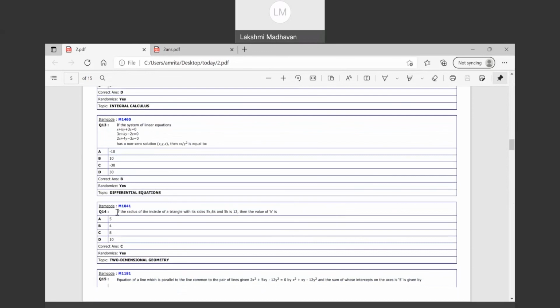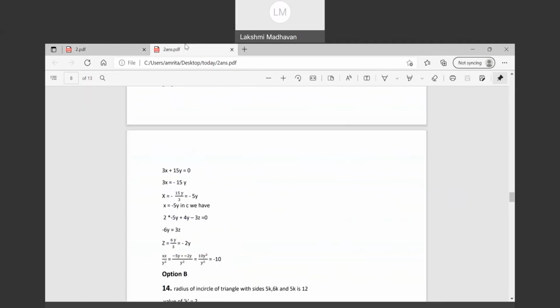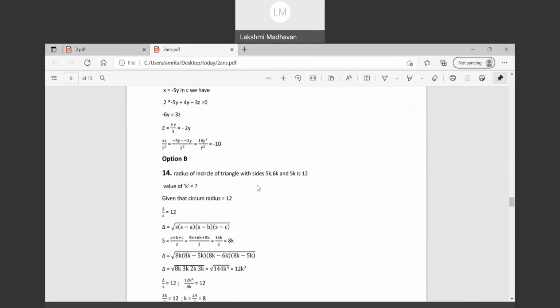So the next is question number 14. Question number 14 is really easy. In this question, what is given is the radius of the inner circle of a triangle with sides 5k, 6k and 5k. The three sides are given and the radius of the inner circle of the triangle is given as 12. We have to find the value of k. So let's see how we'll solve this question.